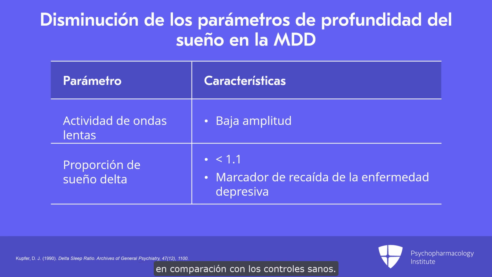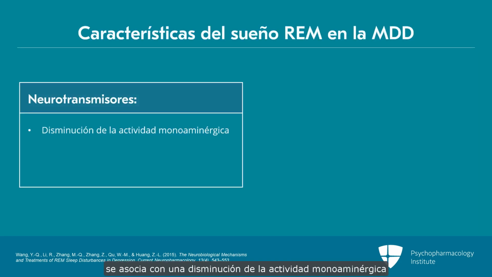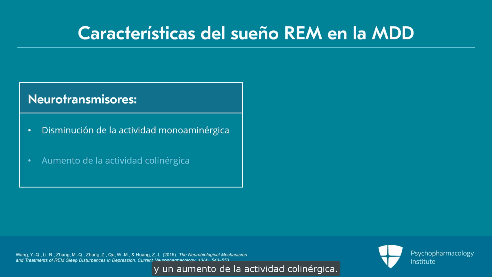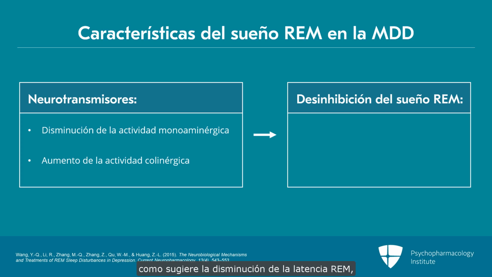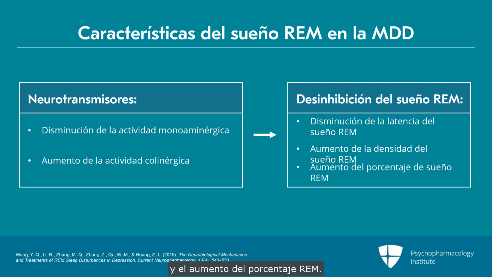REM sleep onset is associated with a decline in monoaminergic activity and an increase in cholinergic activity. This explains REM sleep disinhibition in major depressive disorder, which is characterized by monoaminergic cholinergic imbalance with decreased monoaminergic activity and increased cholinergic activity. Major depressive disorder is characterized by a state of REM sleep disinhibition as suggested by decreased REM latency, increased REM density, and increased REM percentage.